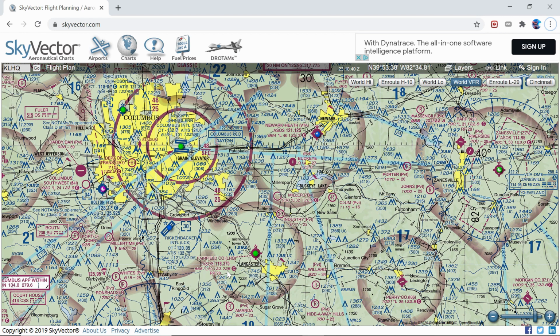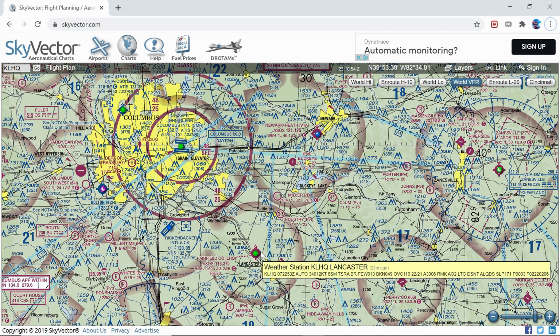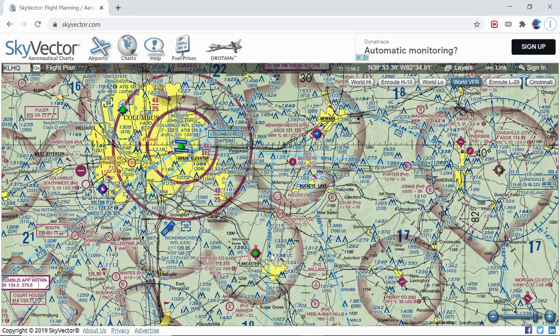This would be the common traffic advisory frequency we talked to. But then it says RP28. If we look up here, it does not say RP28. That's why we made a left-hand pattern. That RP means right pattern. So for this airport, we have to make a right-hand pattern to come into this airport. Why? Because in real life, there's a whole bunch of roof houses right here, and the people down here are crabby if you fly over their houses.